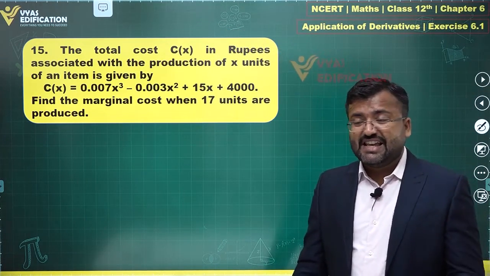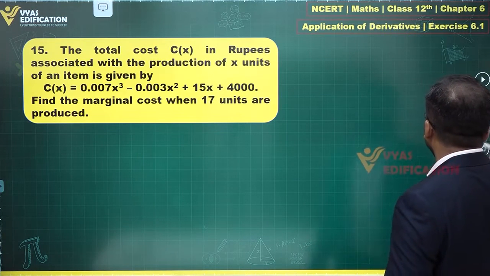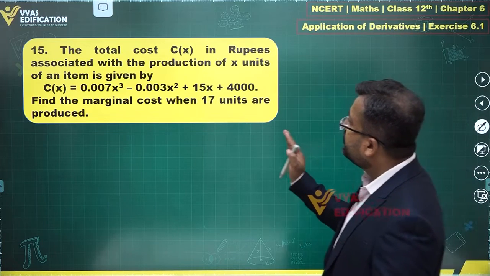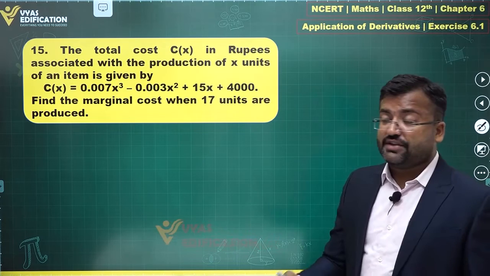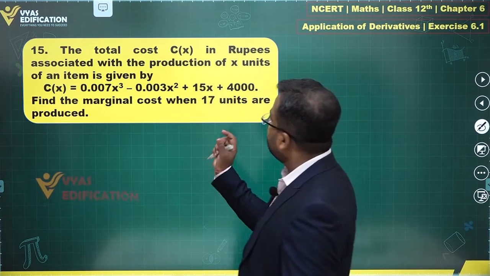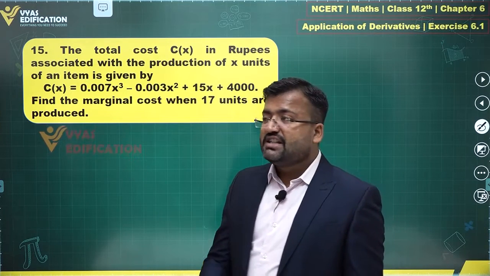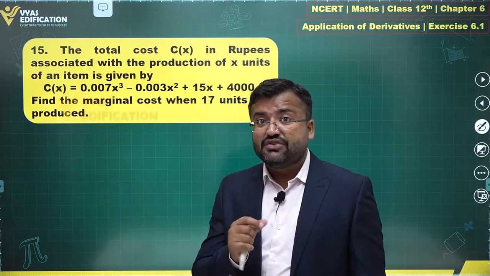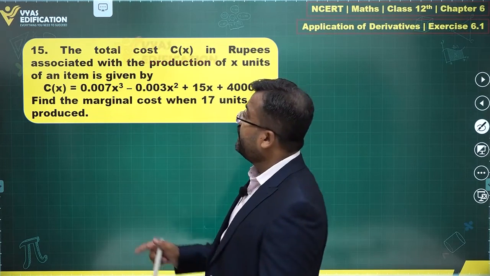The next question says 15th. The total cost Cx in rupees associated with the production of X units of an item is given by this. Okay, cost with respect to item produced is this. Find the marginal cost when 17 units are produced. Okay. Marginal cost will be the rate of change of cost with respect to X. That is what we are interested in, right?